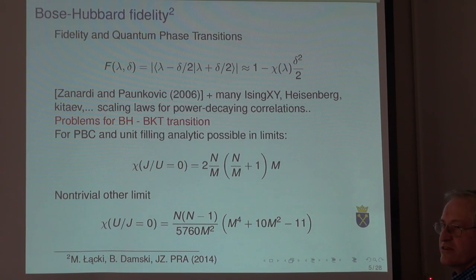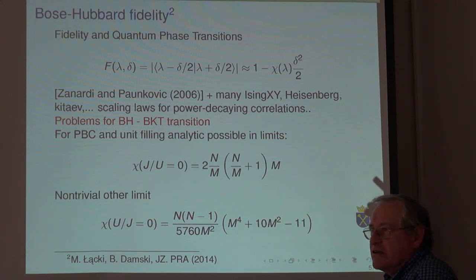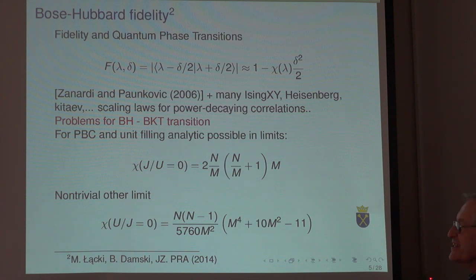F defined this way cannot be bigger than 1, obviously. So its expansion in delta must start with a quadratic term. That's trivial, it's not physics, it's elementary mathematics. It's also symmetric in delta and minus delta, of course. This is the definition of an object, which is zero, obviously, and then you just expand the first term. It behaves like a cosine, but it has the square as the first term. So this quantity is called fidelity susceptibility.